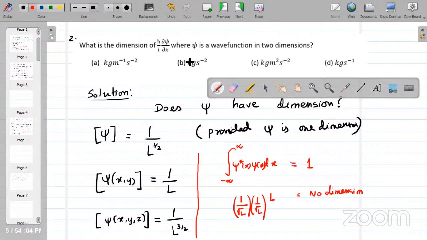Then automatically, this root L times root L becomes L, so 1 by L cancels. So no dimension. This is for 1 dimension. Suppose I have dx dy, 2 dimension, it will be 1 by L, 1 by L. That's what he told, right?